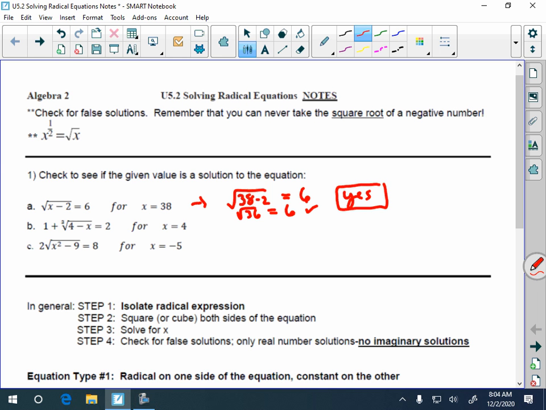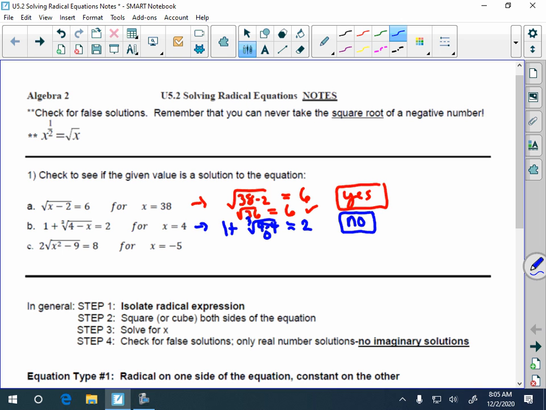B, so now we're checking to see is 4 a solution. So if we take 4 and plug it in, so 1 plus the cube root of 4 minus 4, we're checking to see does that equal 2. Well, 4 minus 4 is 0, and the cube root of 0 is 0, and 0 plus 1 is 1. So the question is, does 1 equal 2? Well, no, it doesn't, so they're not the same. So no, 4 is not a solution.